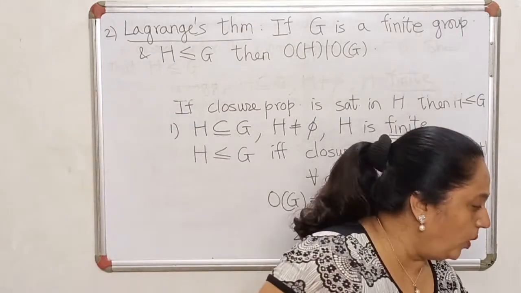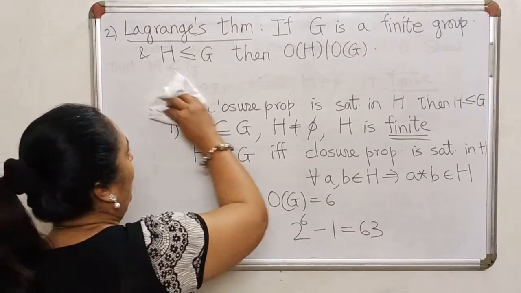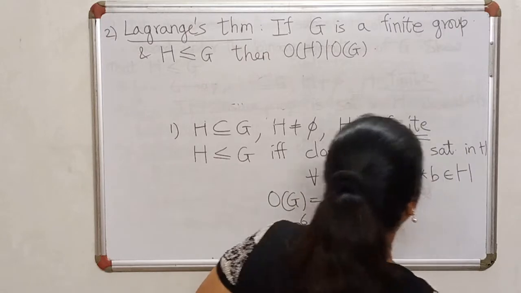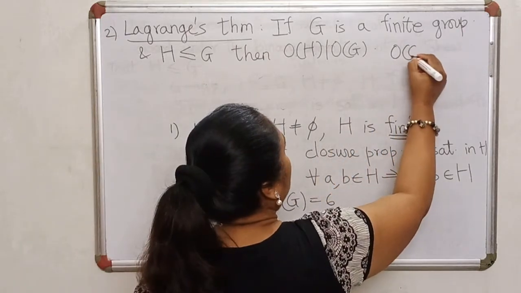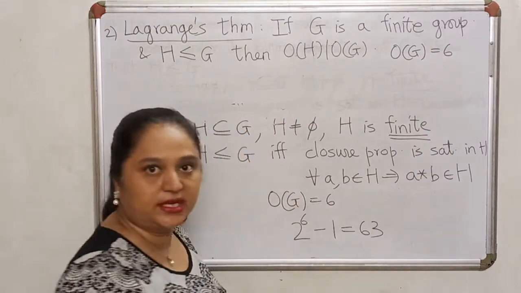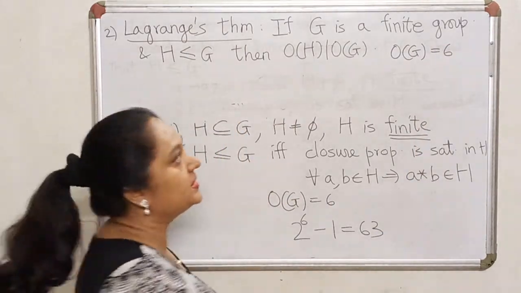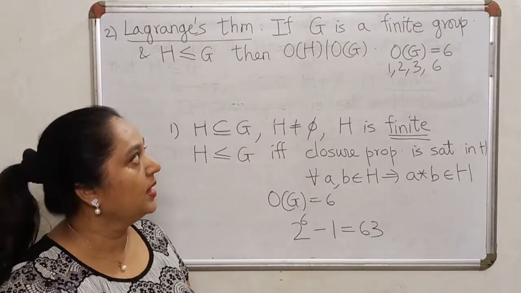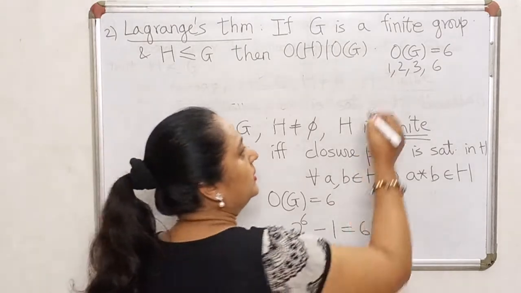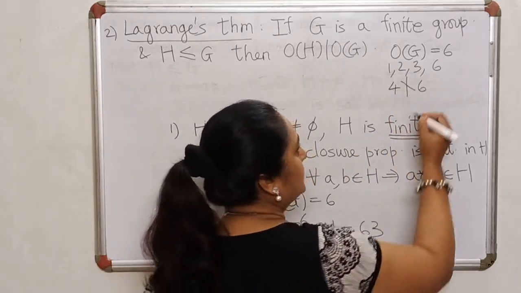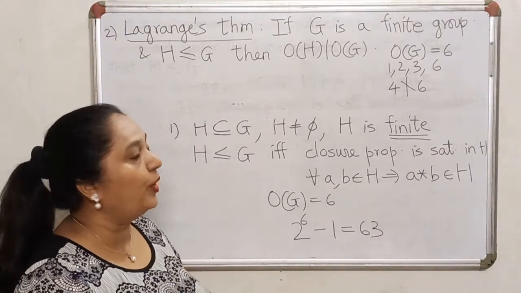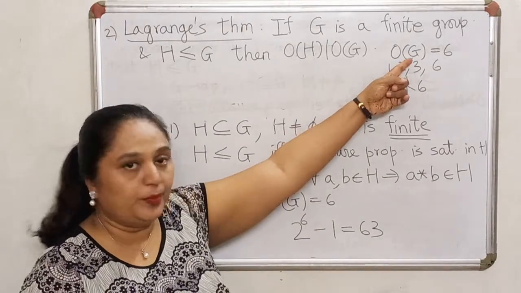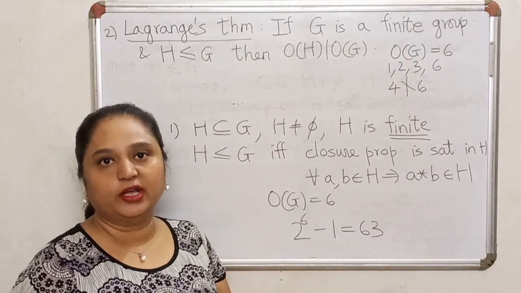Well, so what exactly does this result tell us and what does this result not tell us? Let's see with the help of an example. Suppose once again, I take a group of order 6. I know that the divisors of 6 are 1, 2, 3 and 6. Now notice that 4 is not a divisor of 6. So more importantly, what Lagrange's theorem tells me is that this group cannot have a subgroup of order 4.